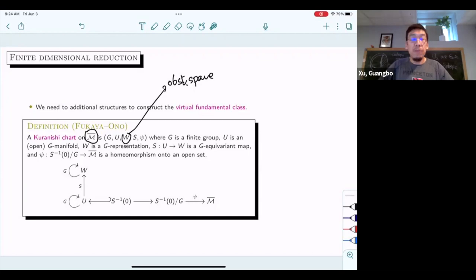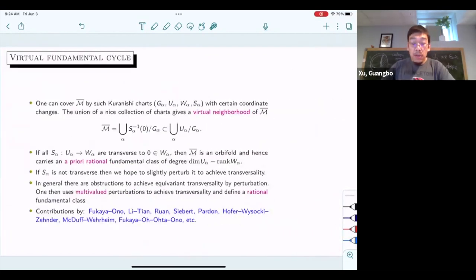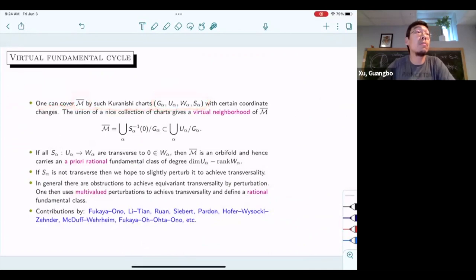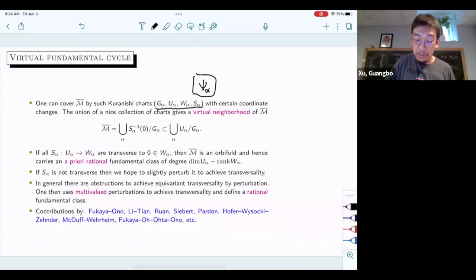So using this notion, this is the general procedure. You can cover this moduli space by usually finitely many Kuranishi charts because we have compactness. Let's just suppress this element from now on. We implicitly assume that there is this homeomorphism between the zero locus divided by G and the open set of the moduli space. Let's just denote this Kuranishi chart by using four elements. So we can cover this whole moduli space by finitely many such charts.